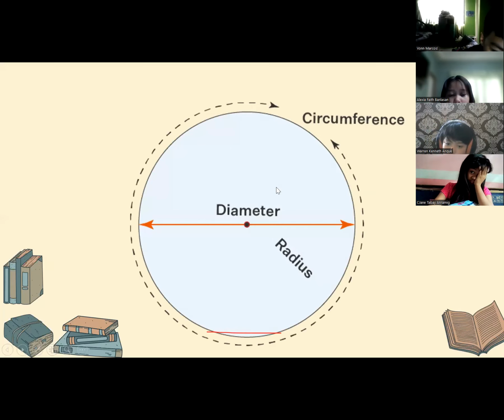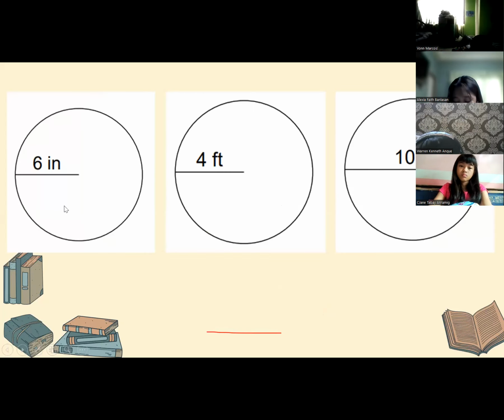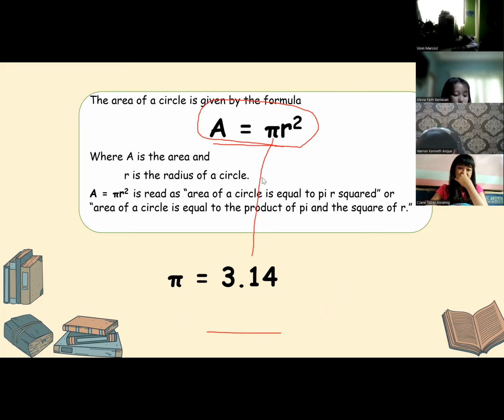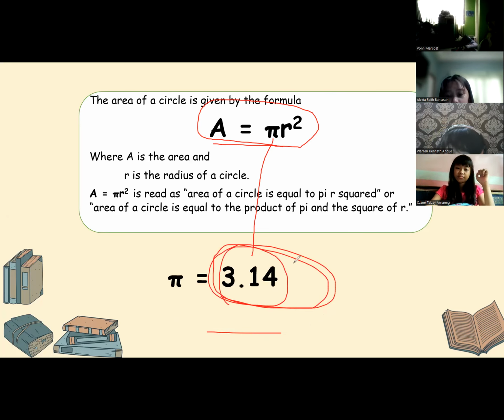Now let's move on. Yesterday, we practiced how to get the area of a circle. What's the formula again? The formula is this one. Look, A is equal to pi r squared. Now, what is pi again? Pi is equivalent to 3.14. Is this changeable or is this a standard? It is already standard. It cannot be changed.